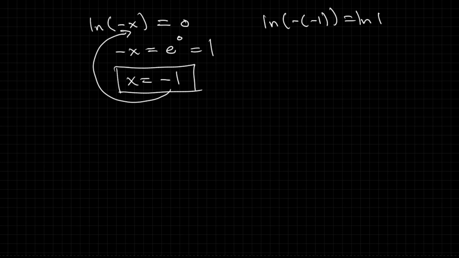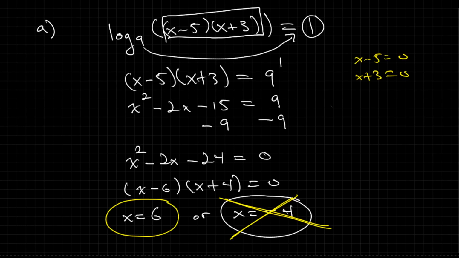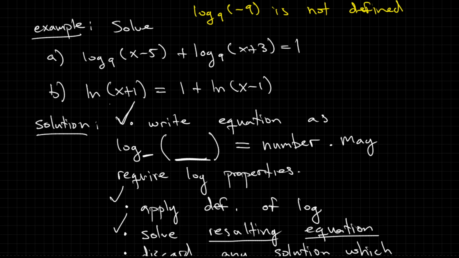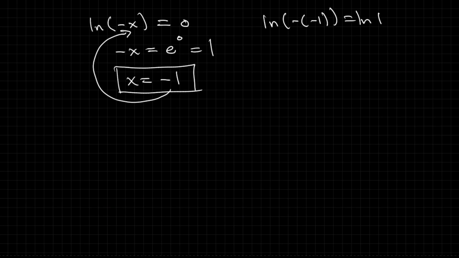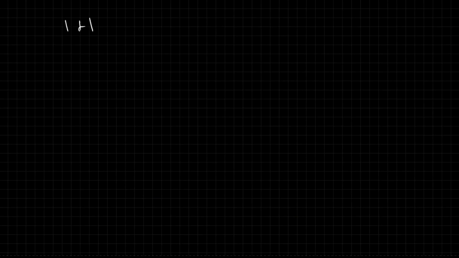Now let's go ahead and apply our solution outline to the second equation. So we have that ln(x + 1) equals 1 plus ln(x - 1). Oh, I think I misquoted the problem statement. The plus 1 is on the right-hand side. There we go.